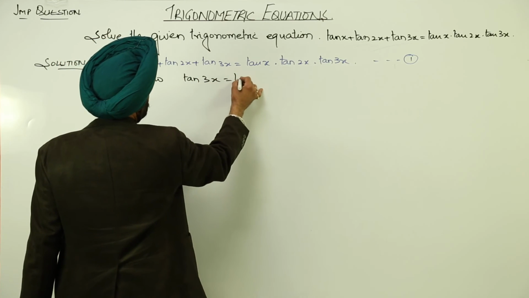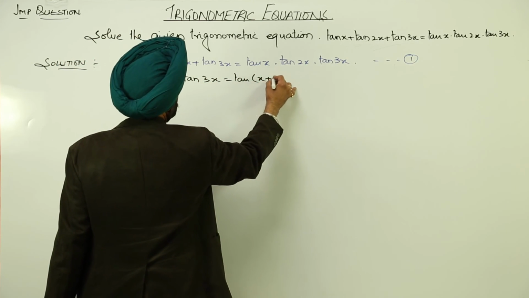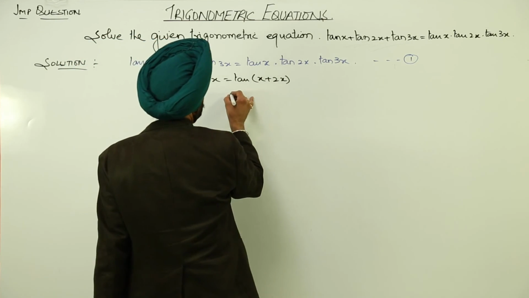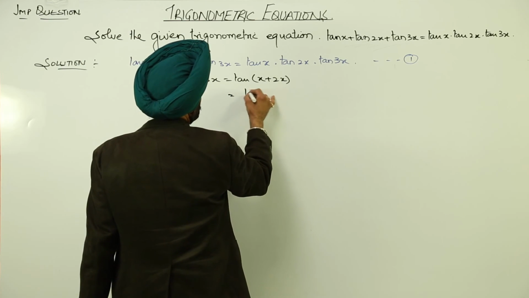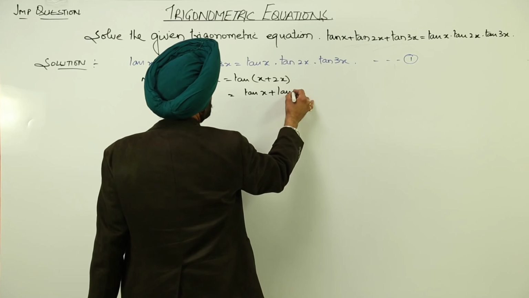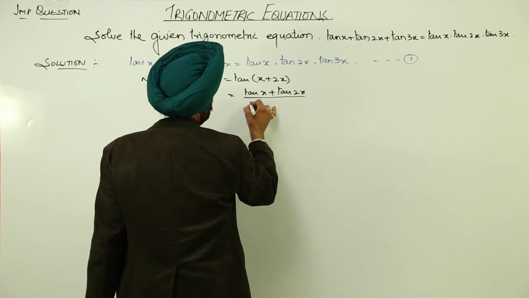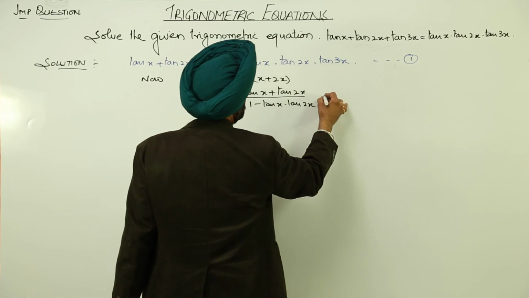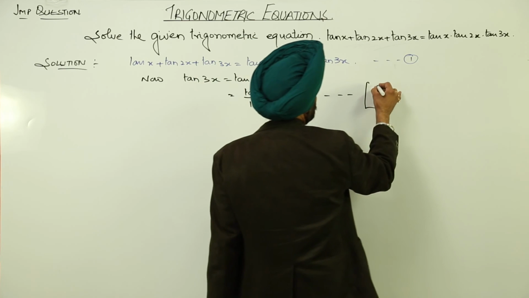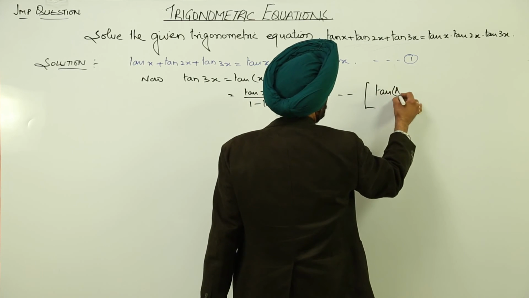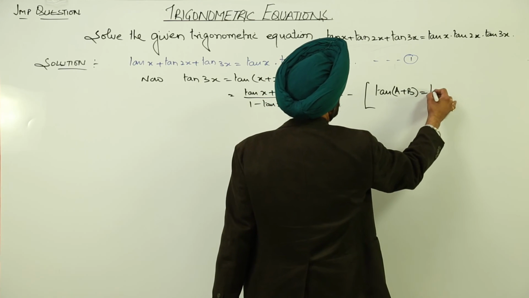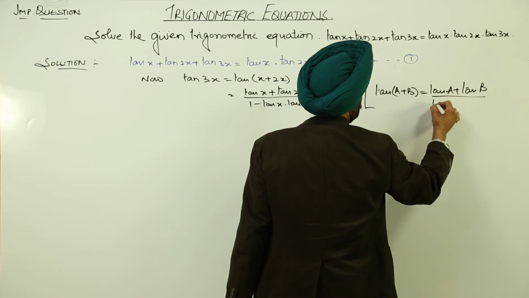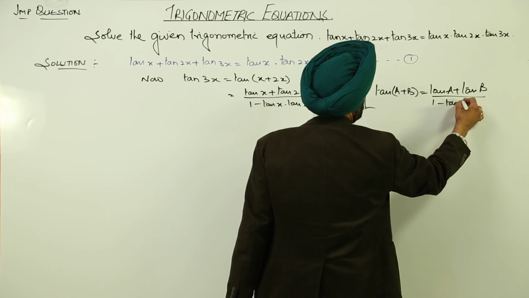Tan 3x can be written as tan of x plus 2x. Now using the tan (a plus b) formula, this becomes tan x plus tan 2x upon 1 minus tan x tan 2x. Tan (a plus b) is equal to tan a plus tan b upon 1 minus tan a tan b.